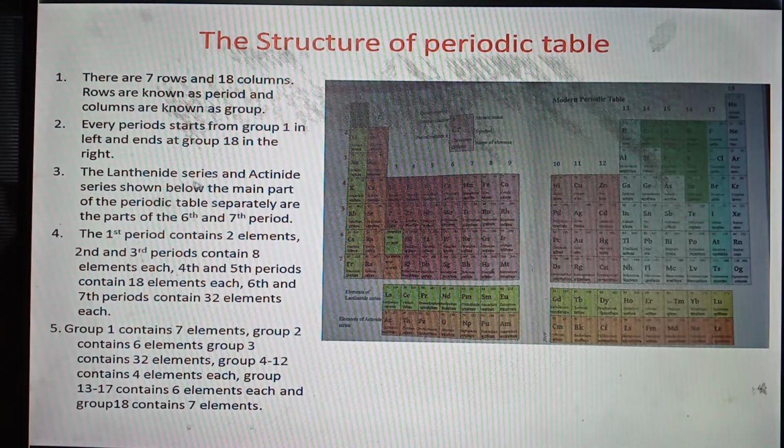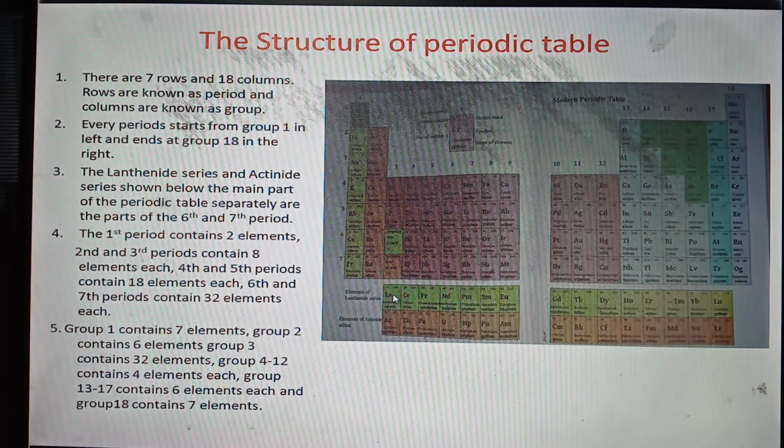Point number 3, the lanthanide series and actinide series shown below the main part of the periodic table separately are the part of the 6th and 7th period. These elements are practically the part of the 6th period, and these elements are the part of the 7th period. Look at this element. The atomic number of this element is 55 and it is cesium. The next element, barium, has atomic number 56, but the element with 58 is placed at this position.